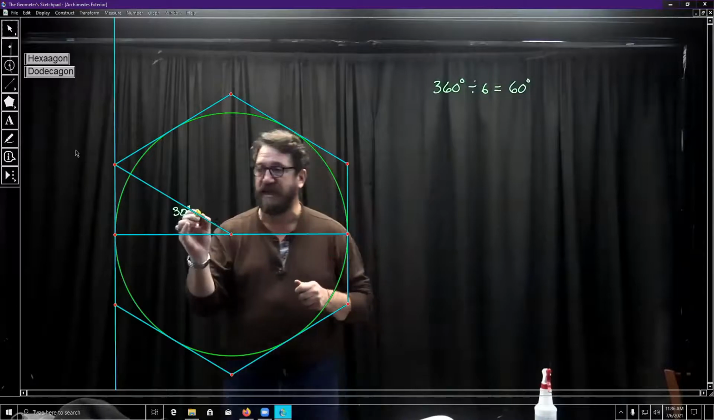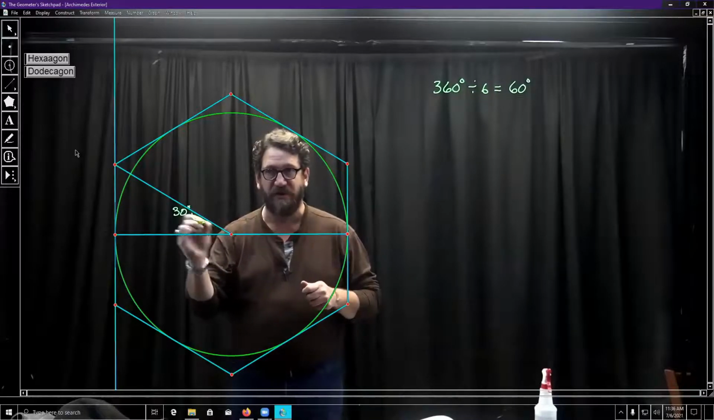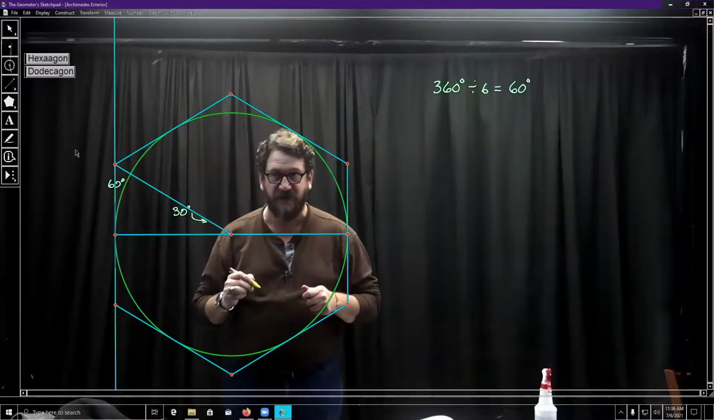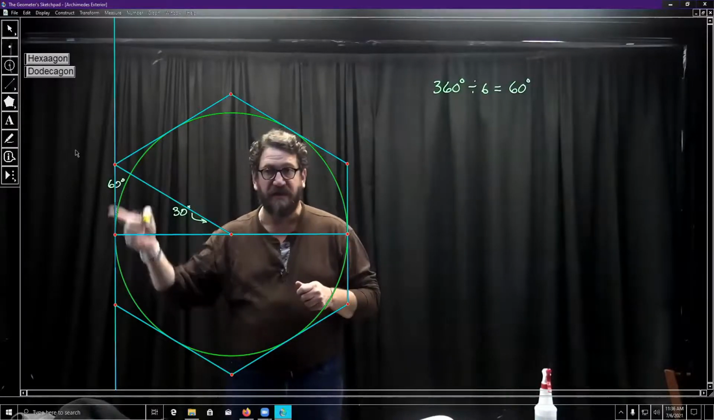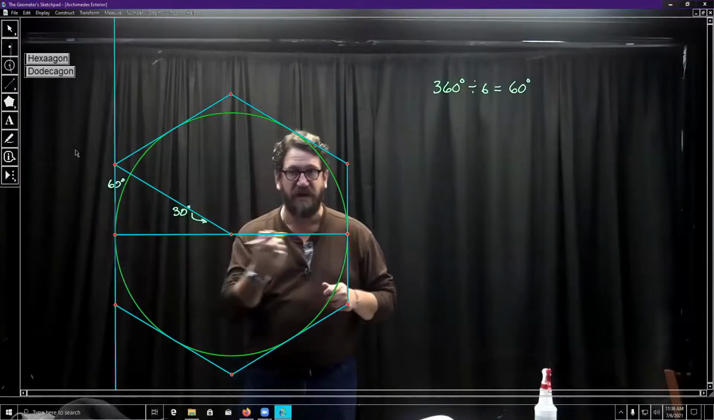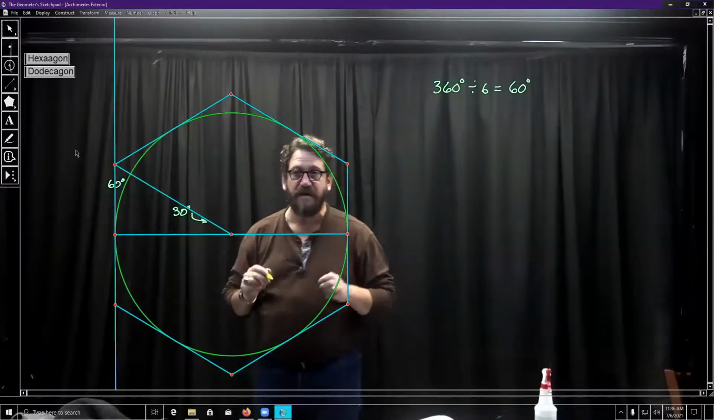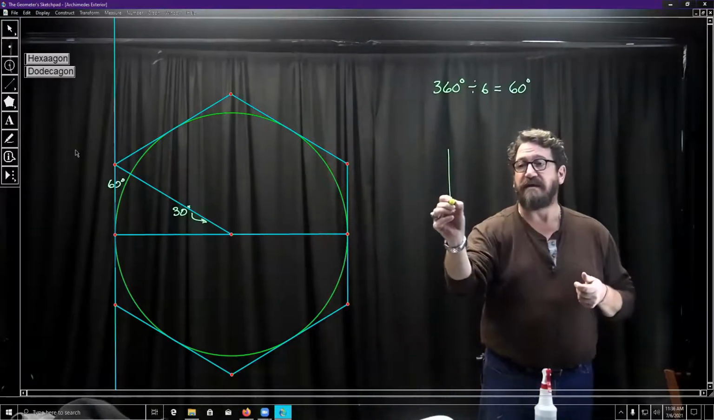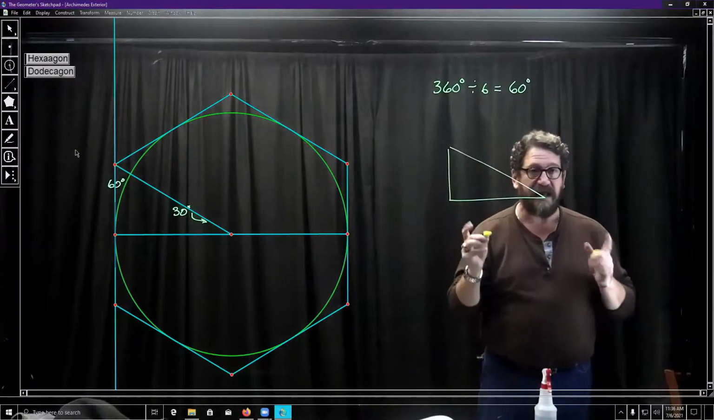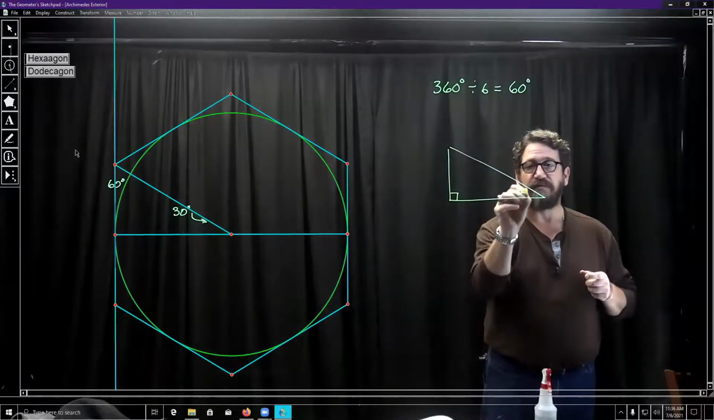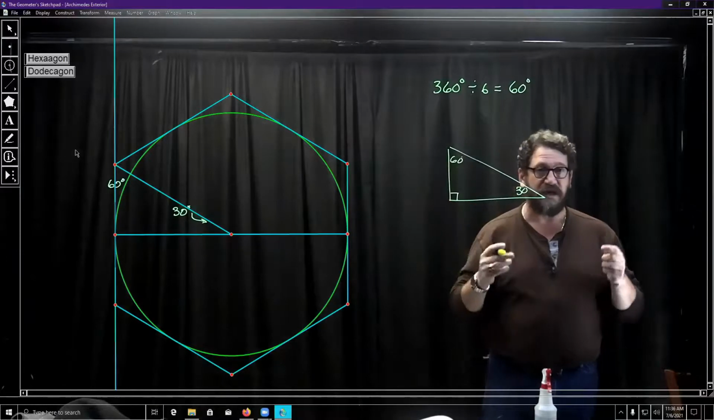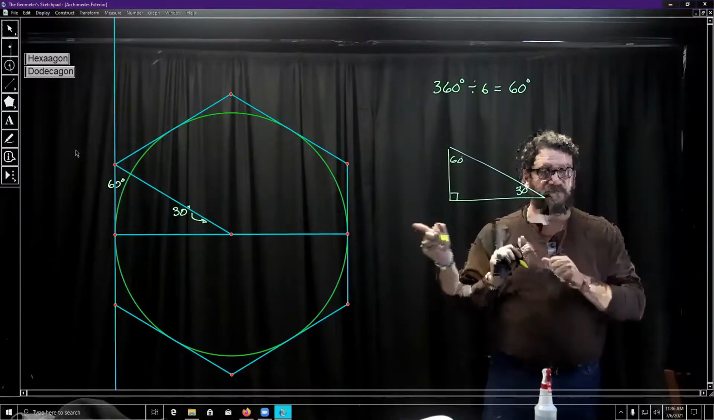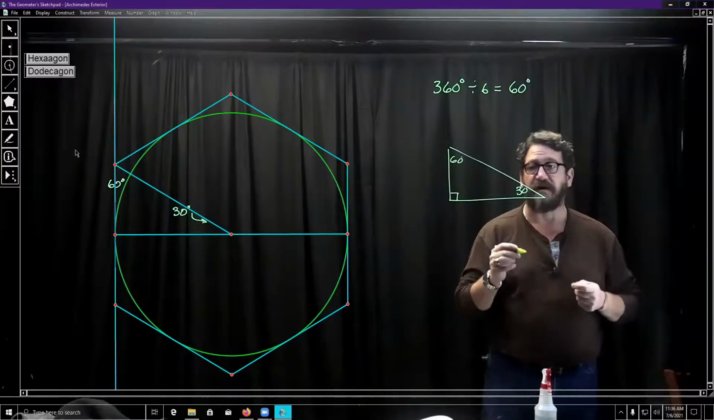Now, because this angle right here is 30 degrees, I know this angle up here is 60 degrees. And remember, we said that this line is perpendicular to the diameter. That being the case, I have a right triangle, 30, 60, 90, and because of that, I have some known ratios that I can put up here and say, hey, I know that triangle has to obey the same rules as this one. And here they are.